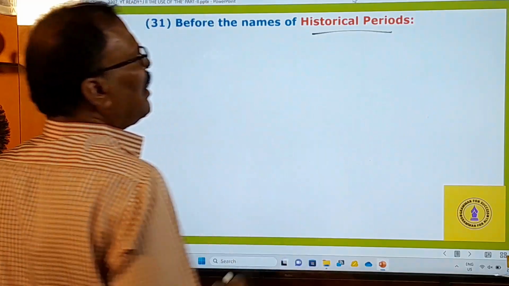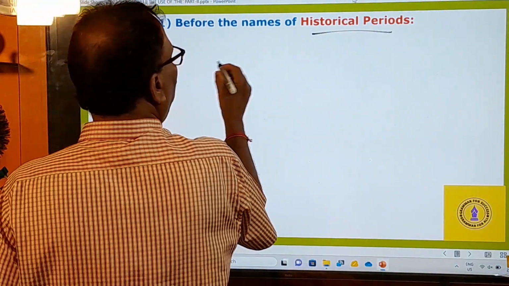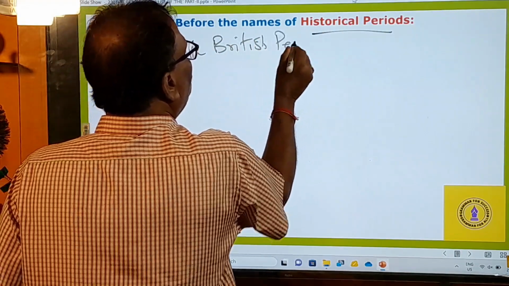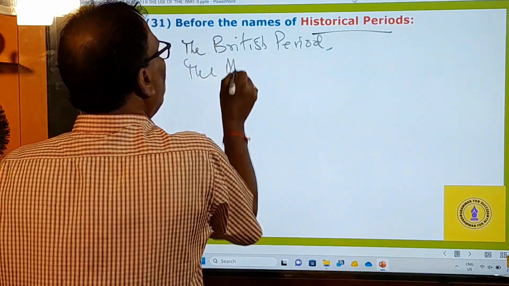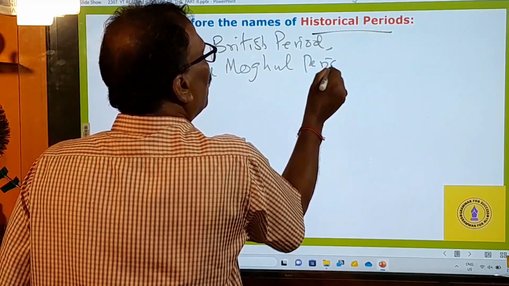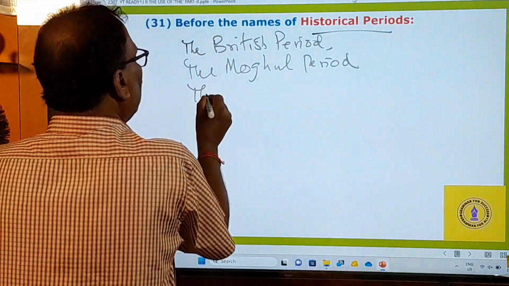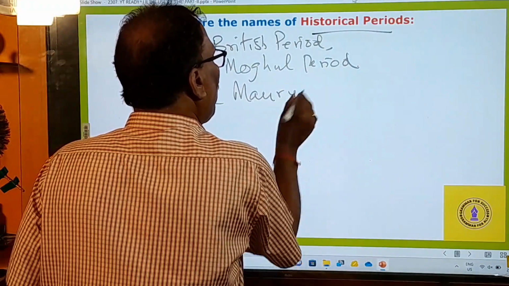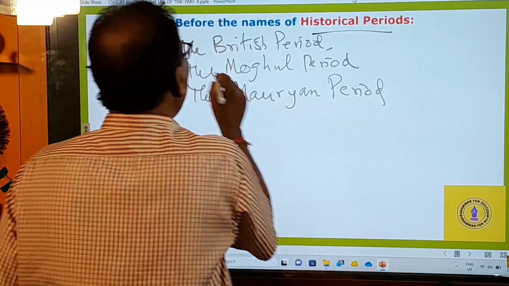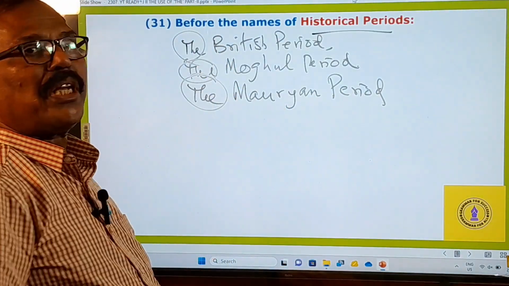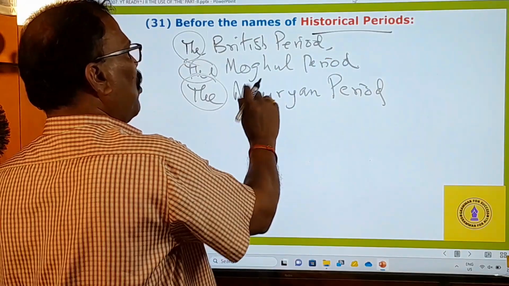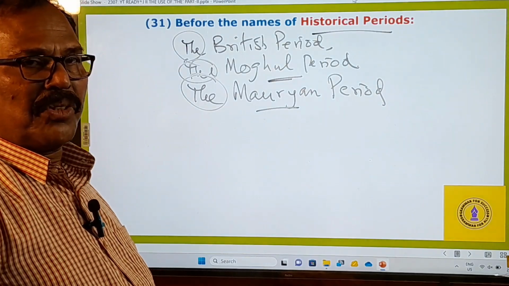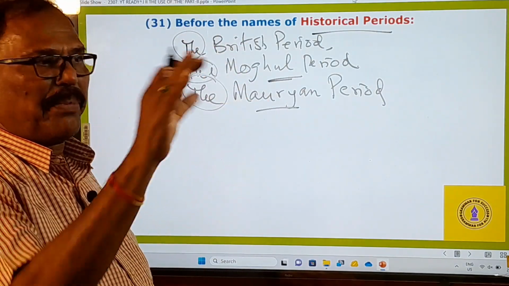Before the names of historic periods. Okay, historic periods are there. What are the historic periods? The British period in India, the British period. Okay, the Mughal period. And what is that? The Mauryan period. So before all of them, these are all historical periods. The British period, the Mughal period, the Mauryan period. The Mauryan kings ruled our country, so that period is called the Mauryan period, the Mughal period, something like that.